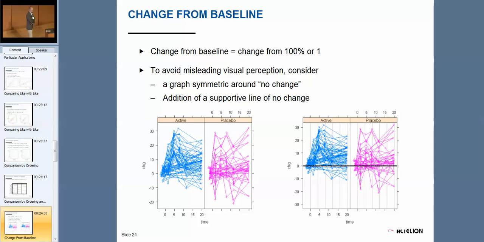Another example is change from baseline. That's a clinical endpoint that we often look at. For the change from baseline, a simple, naive graph might be something like this. Here's active, here's placebo, change from baseline over time, starts at 0 and goes in all sorts of different directions. If we polish up this graph just a little bit, we make the y-axis symmetric, so it goes from -30 to +30, and we put a big black line in the middle. That's the line of no change.